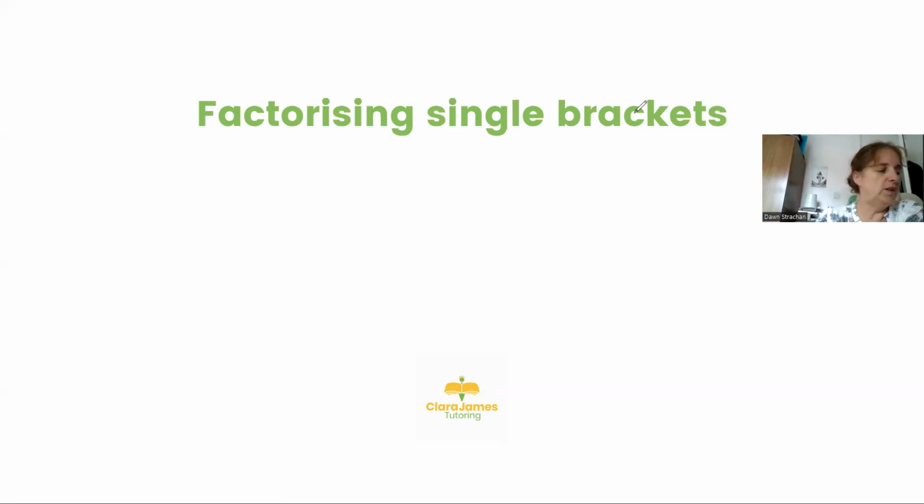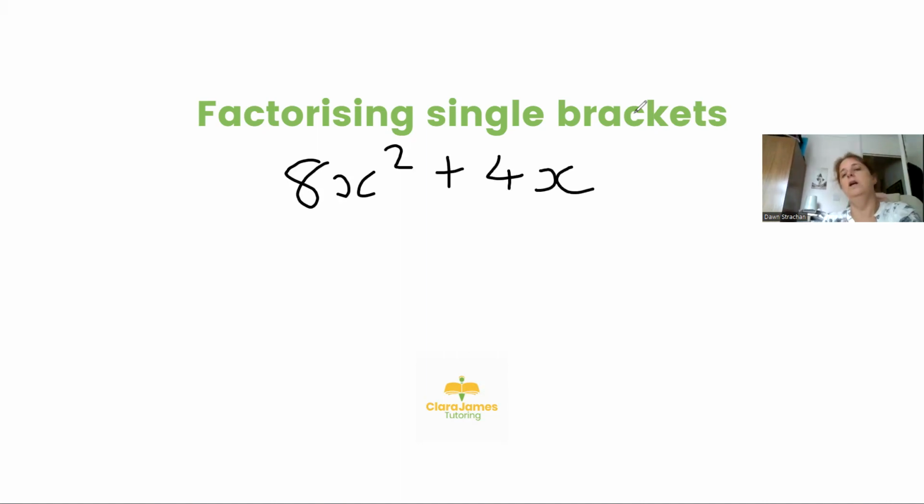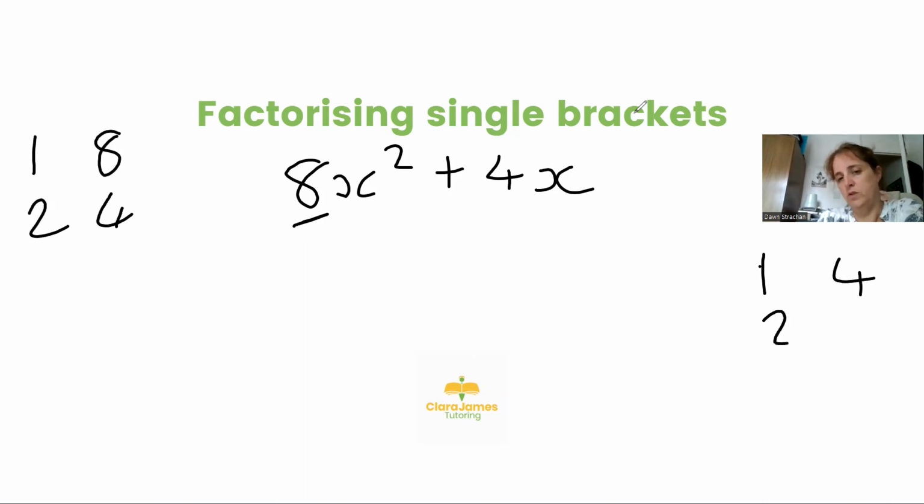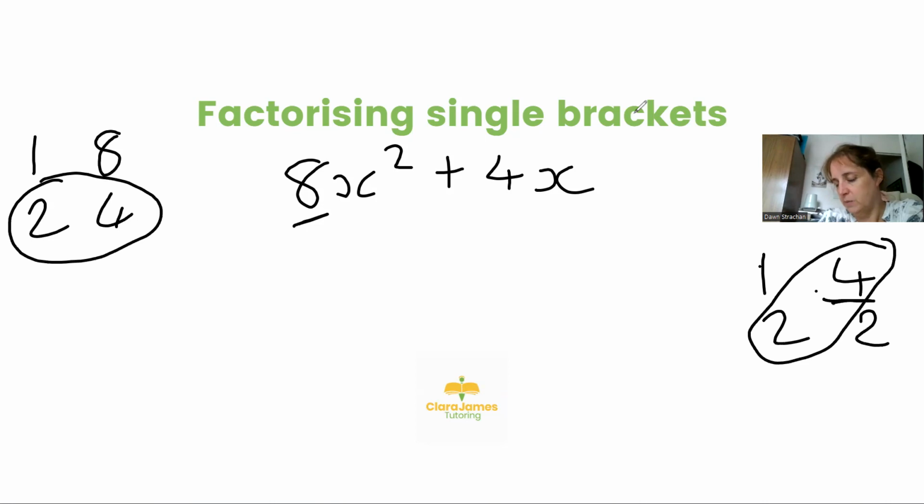The next one that we'll look at is 8x squared plus 4x. So what we'll do is look at the factors of 8, which would be 1 and 8, 2 and 4. And then if we look at the factors of 4, which would be 1 and 4, 2 and 2. Although they've got 2 and 4 in common, we're going to use the highest possible one. So we're going to use 4 as the outside, okay?